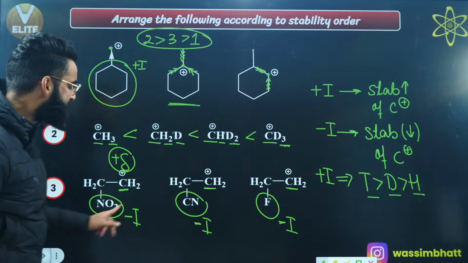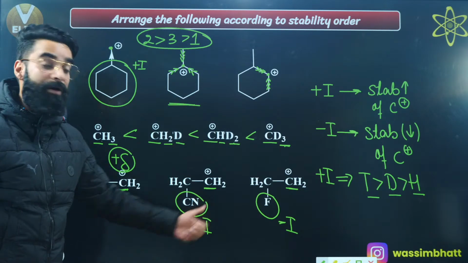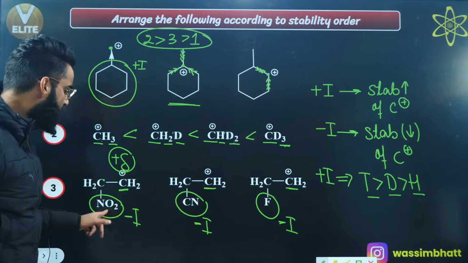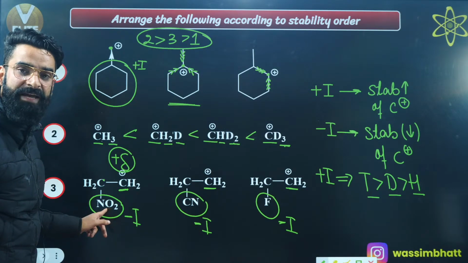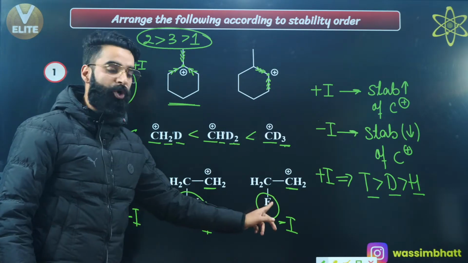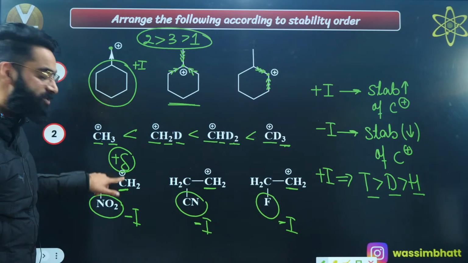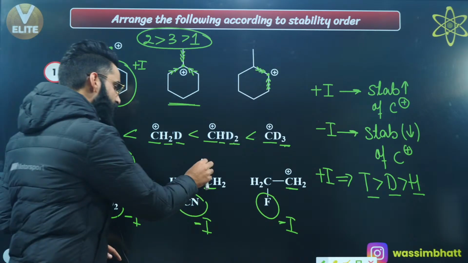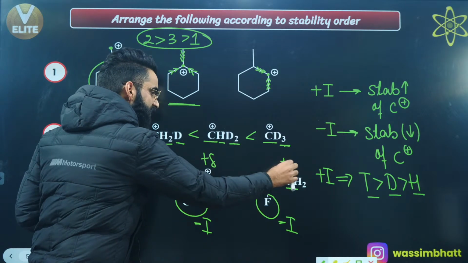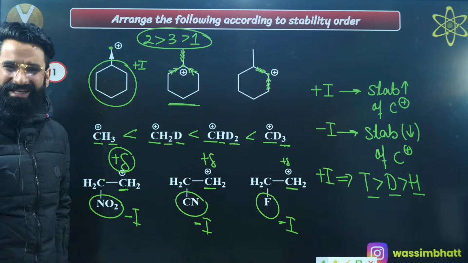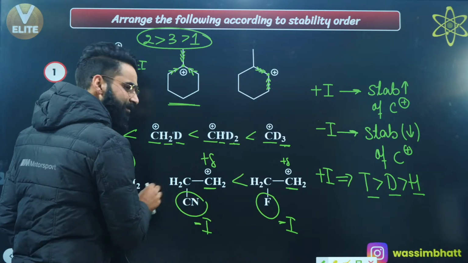So what is the minus I order of these groups? Nitro shows the maximum minus I power, followed by CN, followed by fluorine, right? So what is going to be the stability order? See, the magnitude of positive charge on this carbon will be maximum, followed by this carbon, right? So wherever positive charge is minimum, there only stability is maximum, right? So this is going to be the stability order 3, 2, 1.